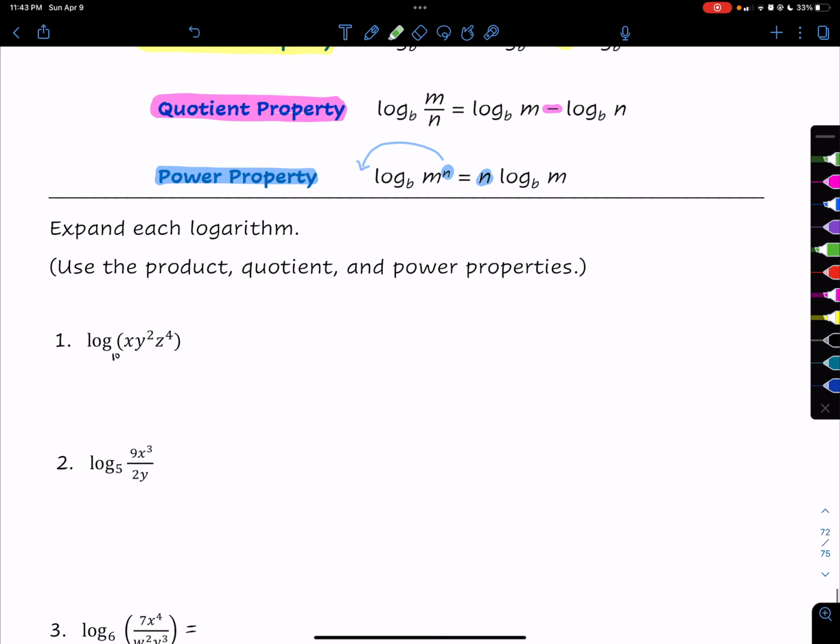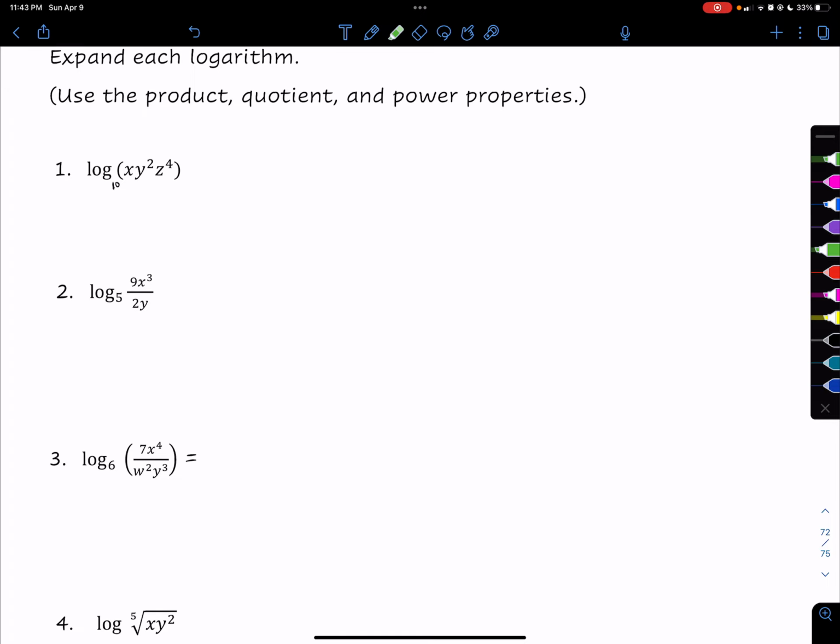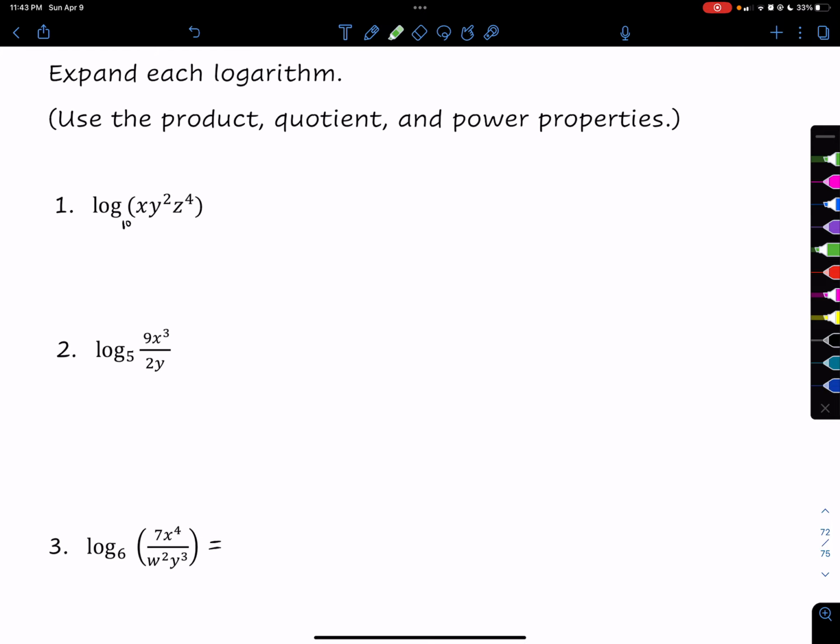So for numbers 1 through 5, we are going to be expanding these logarithms, which means I am taking one log term and I am converting it into multiple log terms. Okay. So for number 1, we are going to be using the product, quotient, and power properties. And I'm going to be looking to see if there's any product, any multiplying happening.